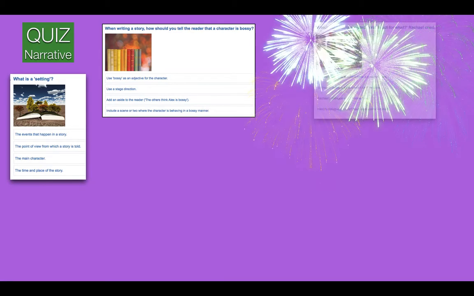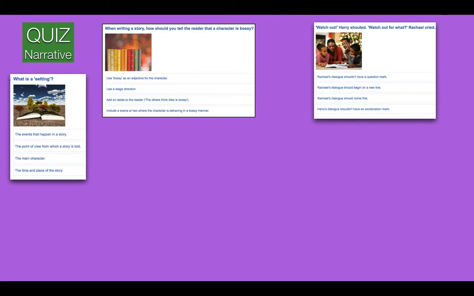Let's move to the next one. "Watch out," Harry shouted. "Watch out for what?" Rachel cried. So what do we need to do with this? Well, first of all, you can select: Rachel's dialogue shouldn't have a question mark. Number two, Rachel's dialogue should begin on a new line. Or number three, Rachel's dialogue should come first. Or number four, Harry's dialogue shouldn't have an exclamation mark.